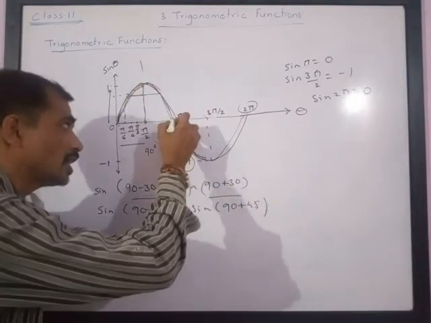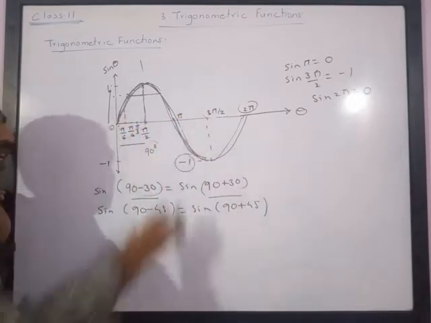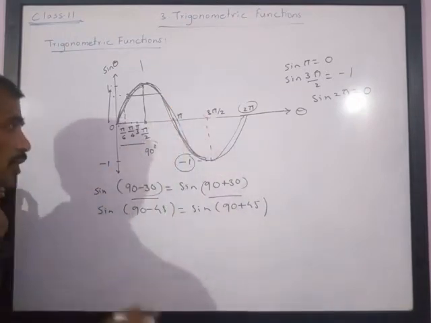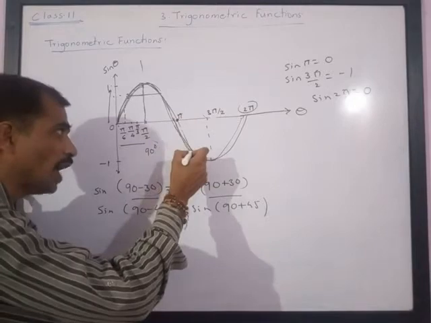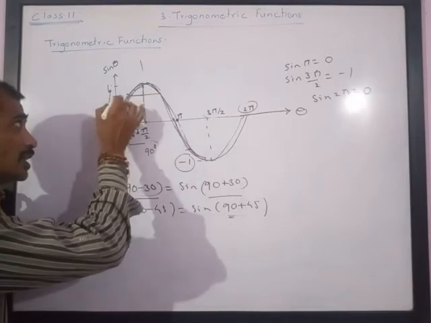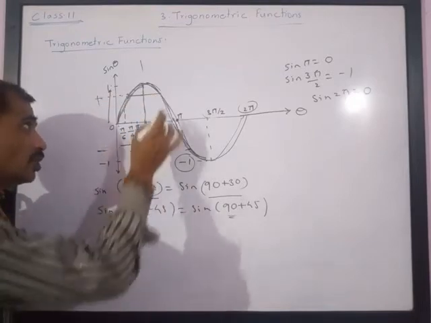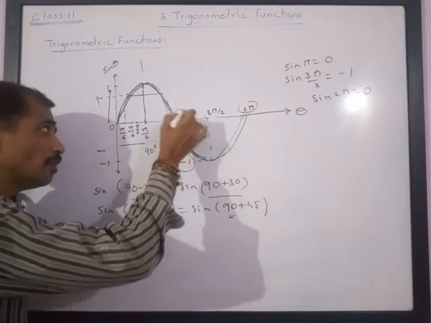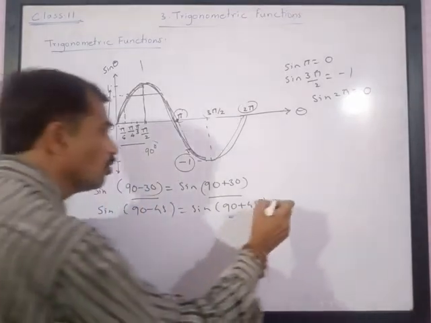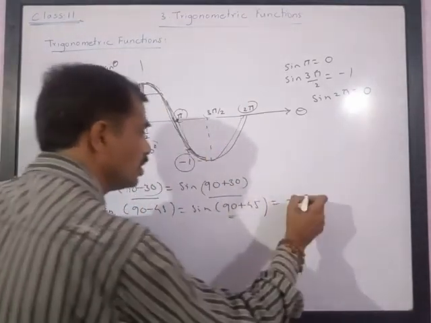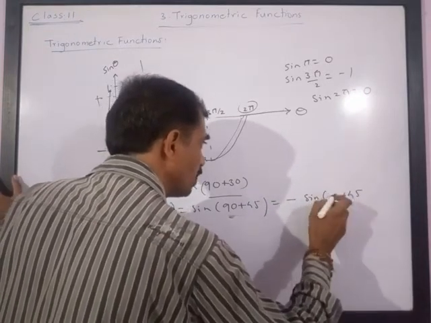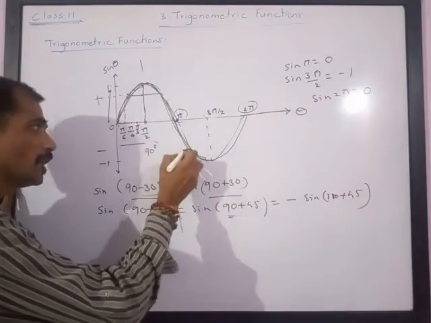Now, if you notice, this curve is also symmetrical, but it is going in the negative direction. If you take pi, that is 180 plus 45, we are going to get the same value, but it will be a negative value. Try to understand: this is a positive value and this is a negative value. Since the curve is symmetric, 180 plus 45 will have the same value, but negative. So we can say that this is equal to negative sine of pi plus 45, or you can say 180 plus 45.